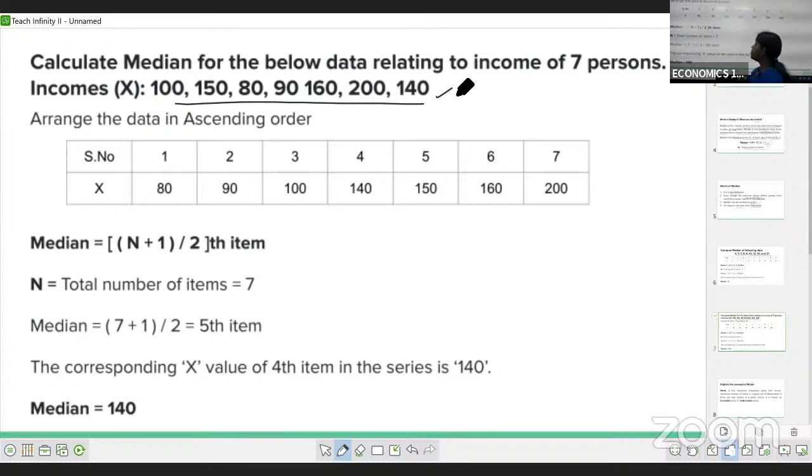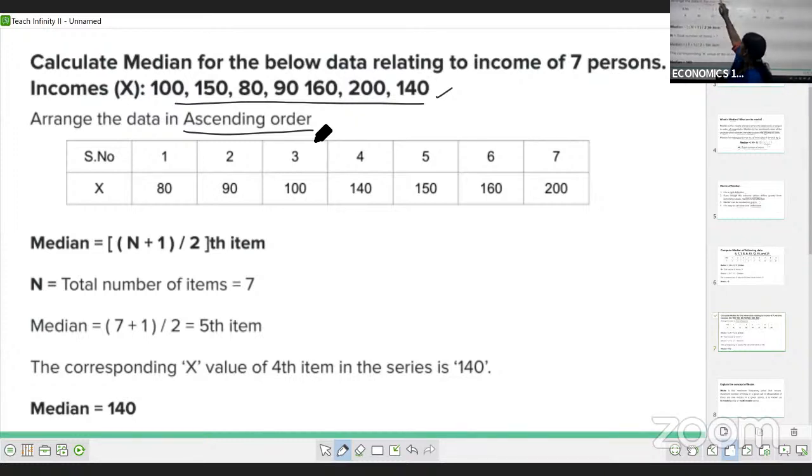First, whatever data they have given, we have to arrange it in ascending order. So which order do we have to arrange them in? In ascending order. We know what ascending order is: from small to big. Okay. So from small to big. You can see the order here.